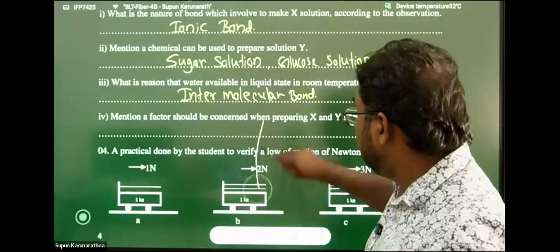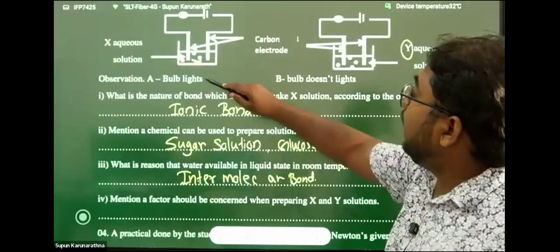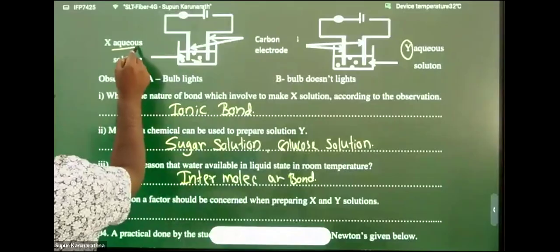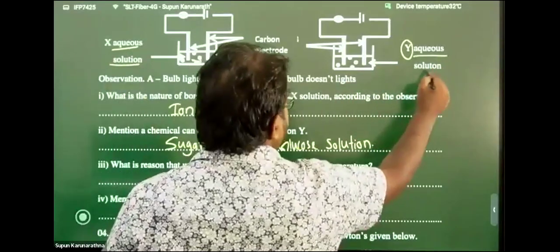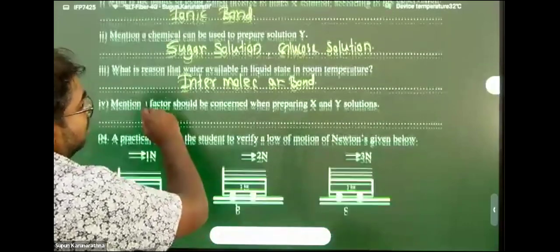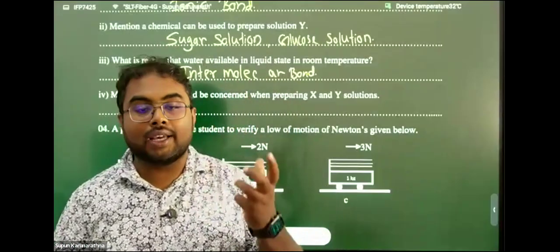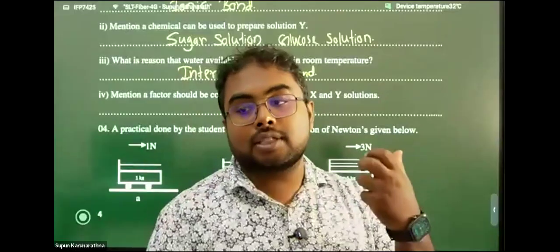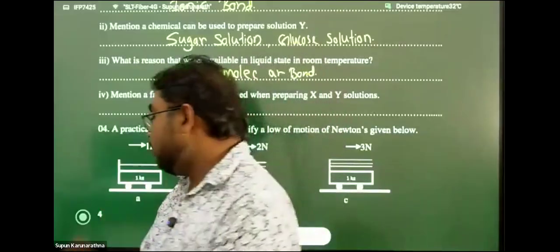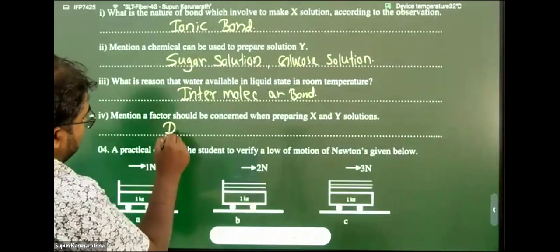You can see that here we have an aqueous solution, and here is also an aqueous solution. Aqueous means water is used. So which water are we using? Can we use tap water? No, we are not using tap water. Why? It is mixed with different salts and other things. So we are using distilled water.